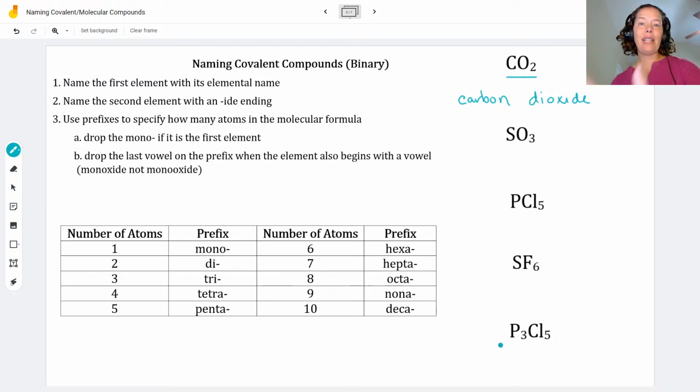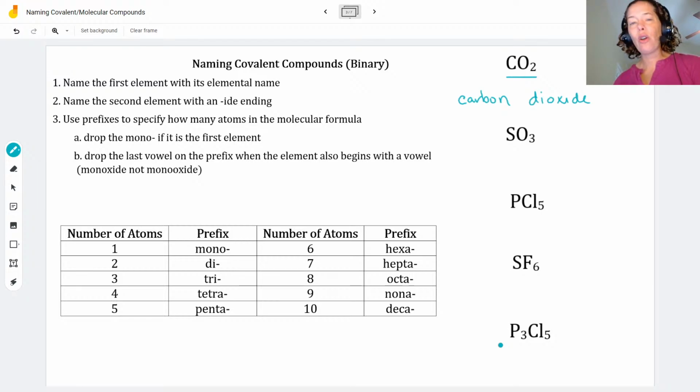This is a great example to use if you're taking a test and maybe you're a little bit panicky, or the adrenaline's going and you can't remember the rules. Go to carbon dioxide because it not only tells you name the first with the elemental and the second you change to IDE, it also tells you to use your prefixes, and it also reminds you to drop the mono if for the first element you only have one. So it's really a great example to use to help remind yourself of the rules and also the exception of dropping the mono. Okay, that is our known. Let's go on to our second example.